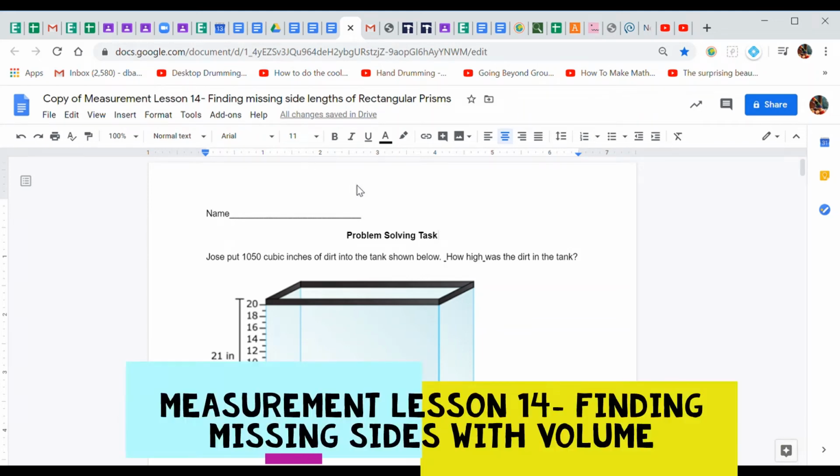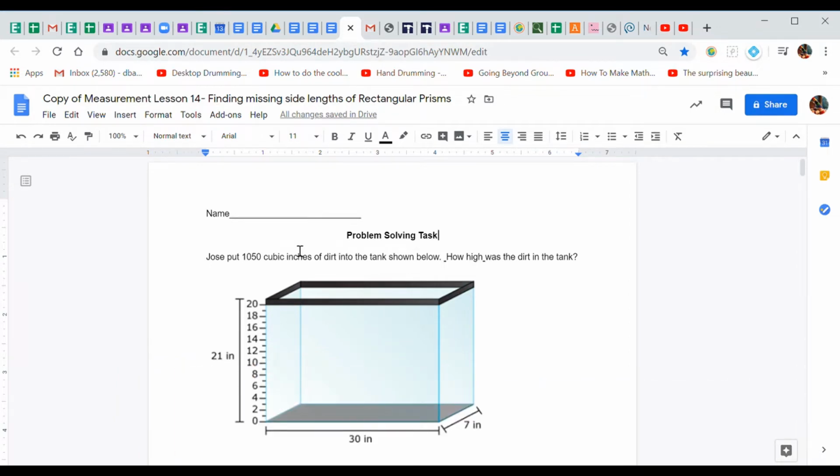Hi friends, happy Friday and welcome to lesson 14, where we're going to learn how to find missing sides when we're given the volume of a shape.